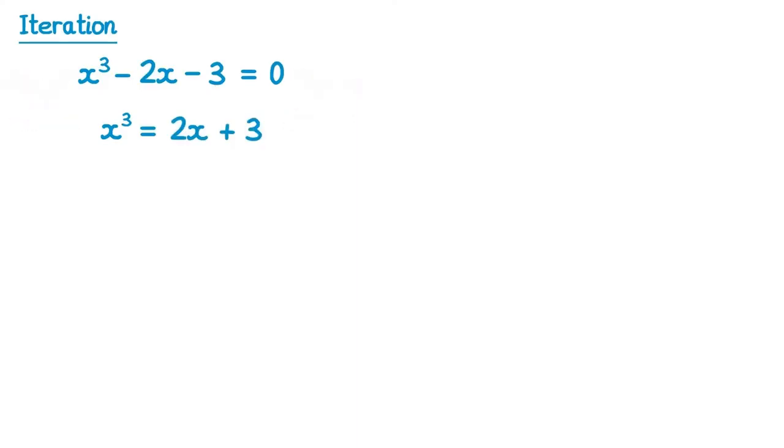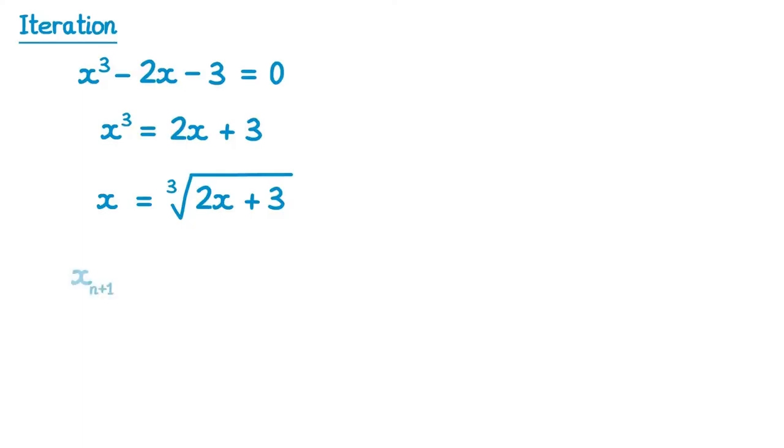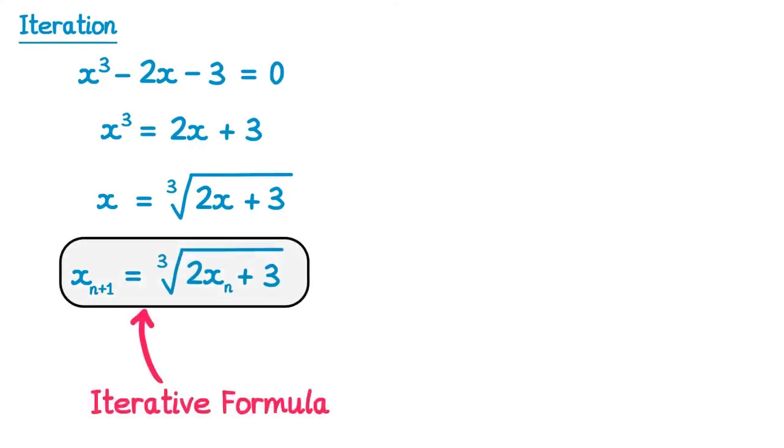The next thing to try and do is remove the cubed. The inverse of cubed is cube root, so we'll cube root both sides. If we cube root the left, we just get x. And if we cube root the right, we get the cube root of 2x plus 3. This might seem like quite an unusual approach, but it will help us out. The next thing to do is take the x on the left hand side and write it with a subscript n plus 1. And any x's on the right hand side become x with a subscript n. This is now known as an iterative formula.